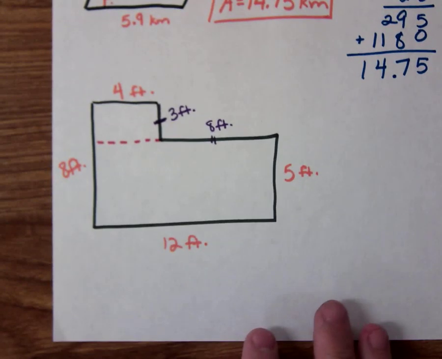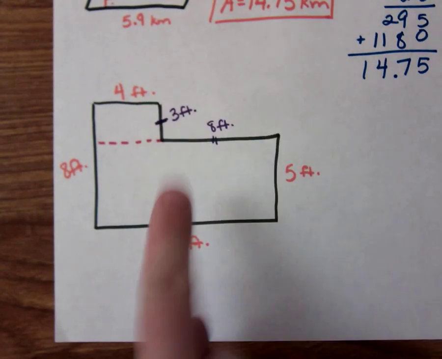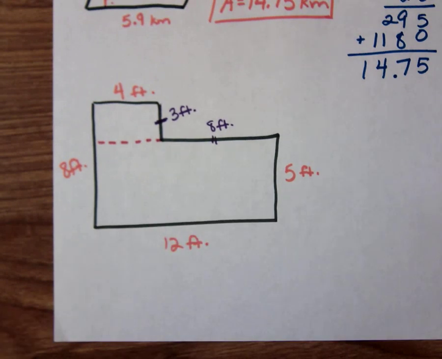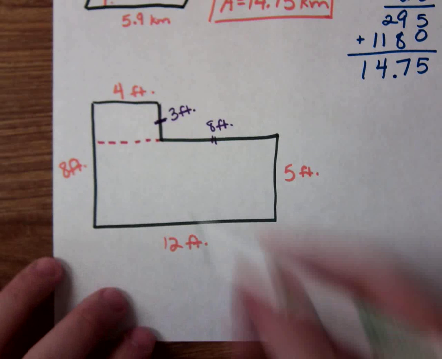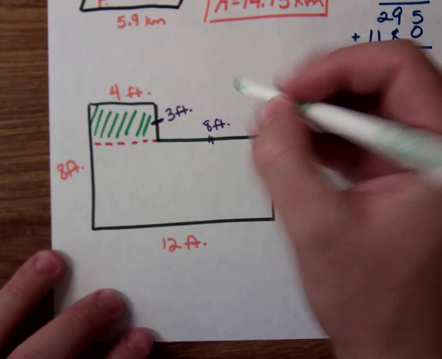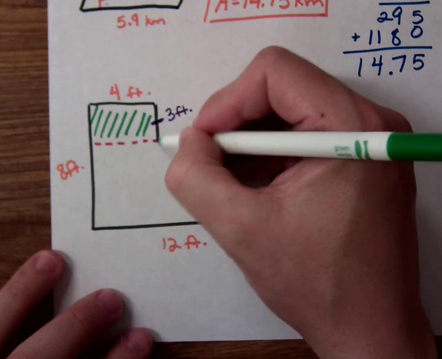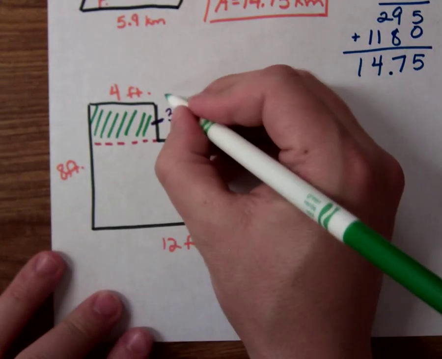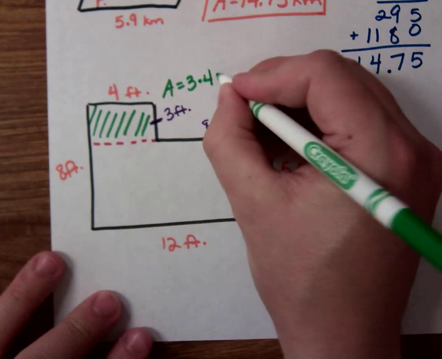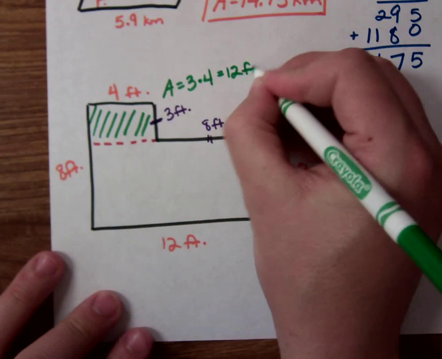Now I got 2 rectangles. I got a tiny rectangle and a big rectangle, and I know formulas for rectangles. Okay, I'm in business. I like this idea. So let's start with the tiny rectangle. The height we calculated was 3 and the width is 4. So the area of the tiny rectangle is 3 multiplied by 4, which is 12 feet. Outstanding.